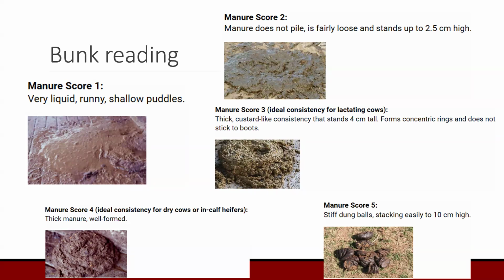Manure score of 4, ideal consistency for dry cows or in-calf heifers. So this would be kind of drier, animals consuming drier diets. Then manure score of 5. This looks like horse feces to me, but very dry, hard balls. This is what you could throw at your brother, right?